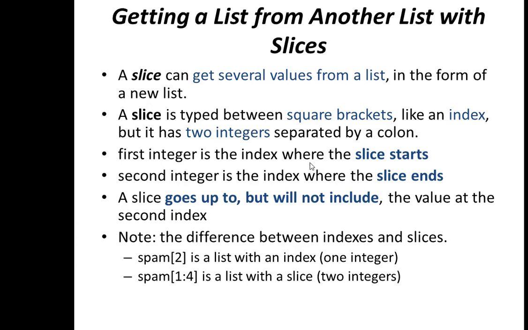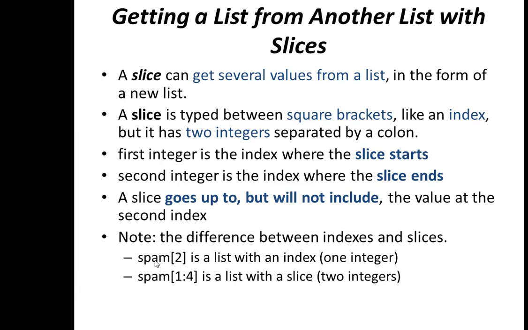So how do you use list slices? You need a square bracket, and within the square brackets you specify two integers. The first integer indicates the start of the slice. The second integer indicates the end of the slice. In between, they are separated by a colon. A slice goes up to, but does not include, the value at the second index.